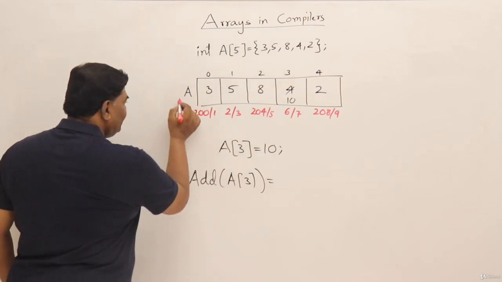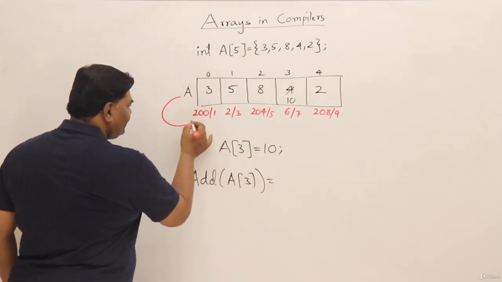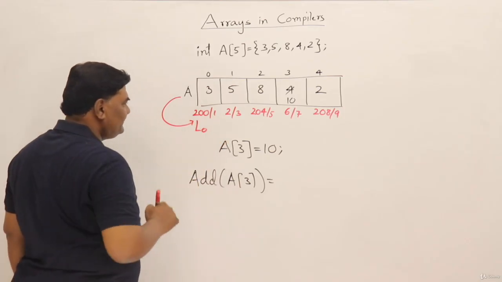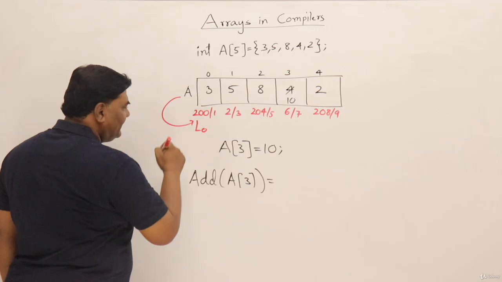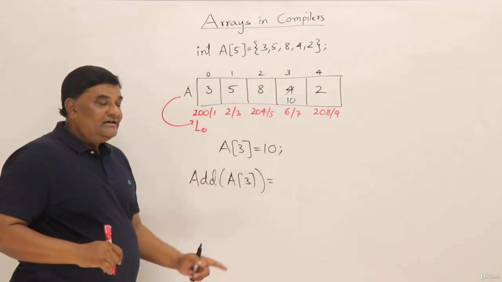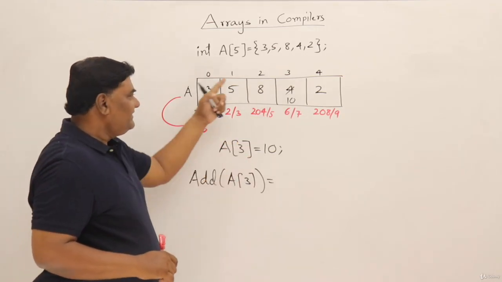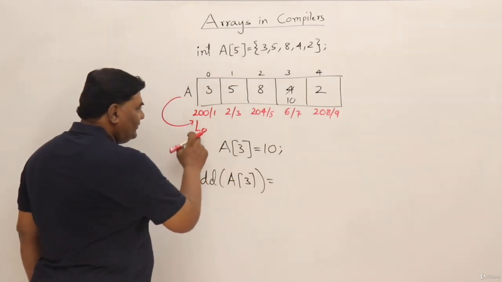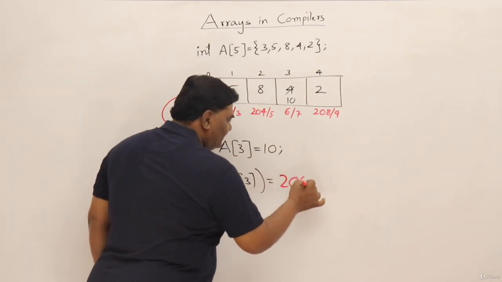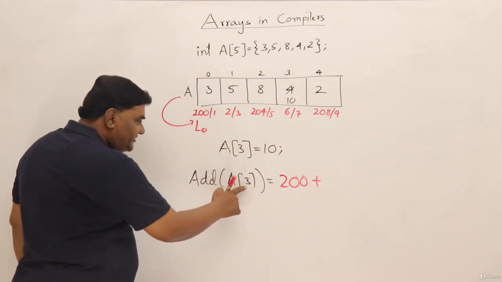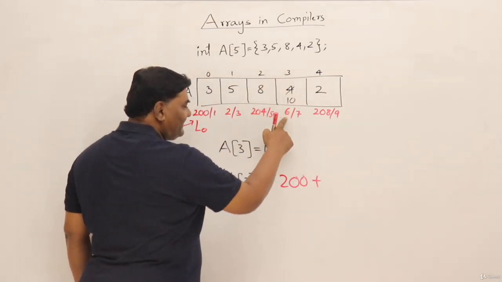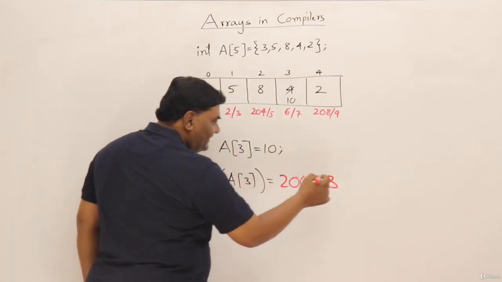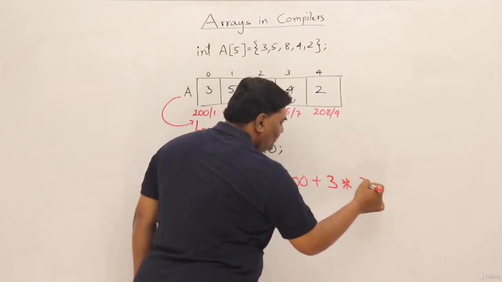This is the name of an array and this is the first address of the array. We can call this first address L0, or location 0. The name of an array is called the base address of the array. Any index in an array can be accessed with the help of the base address. Let us say L0 is the base address, that is 200. This is the starting address of the array. Then which index do I want to access? This one. Its offset is 6, that is 3 into 2.